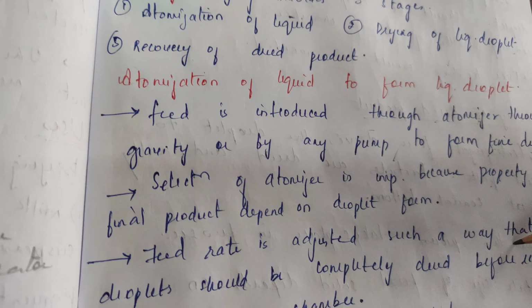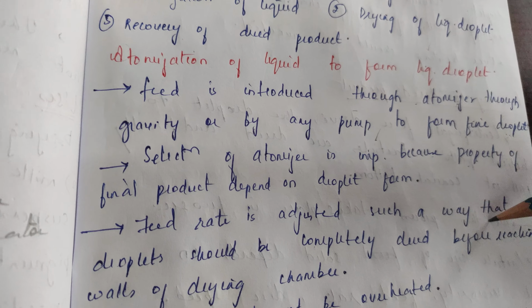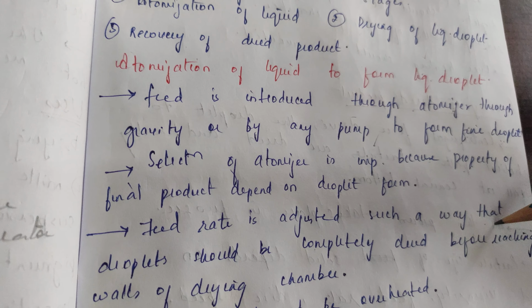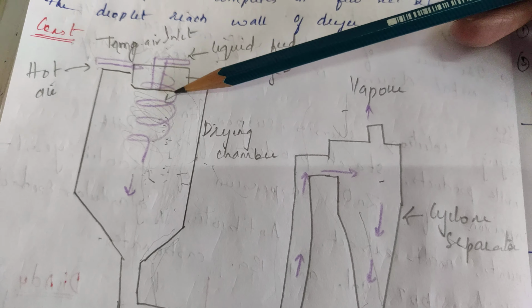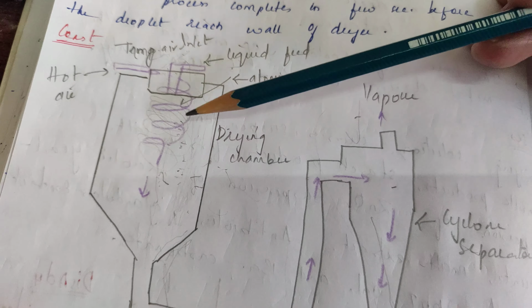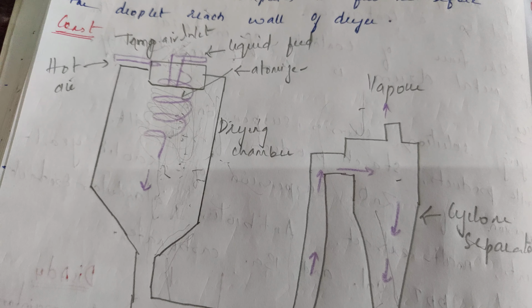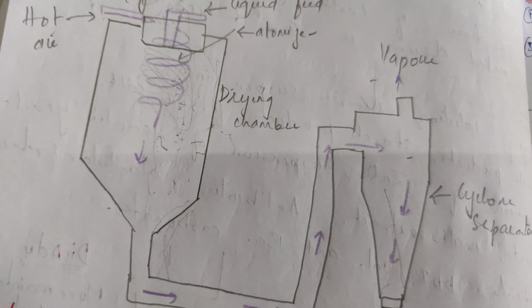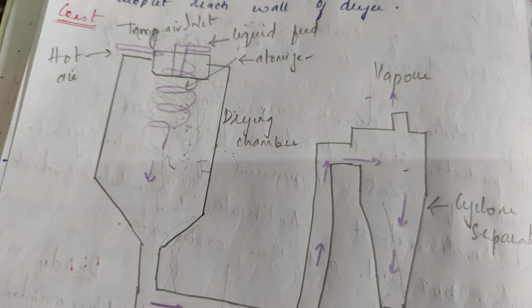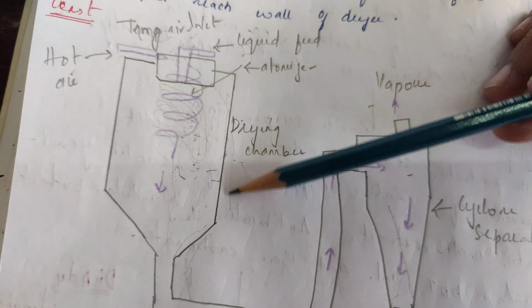Feed rate is adjusted in such a way that the droplet should be completely dried before reaching the wall of the drying chamber. Here the feed rate should be adjusted such that the liquid particle is dried completely before reaching the drying chamber wall. And one more thing is, products should not be overheated. So here, complete drying takes place.